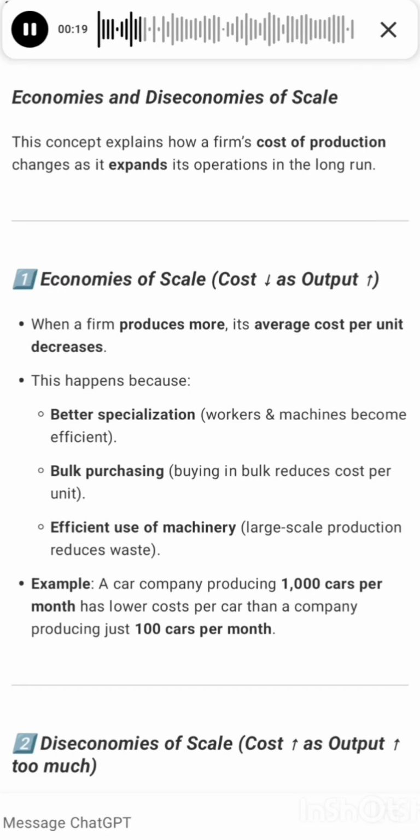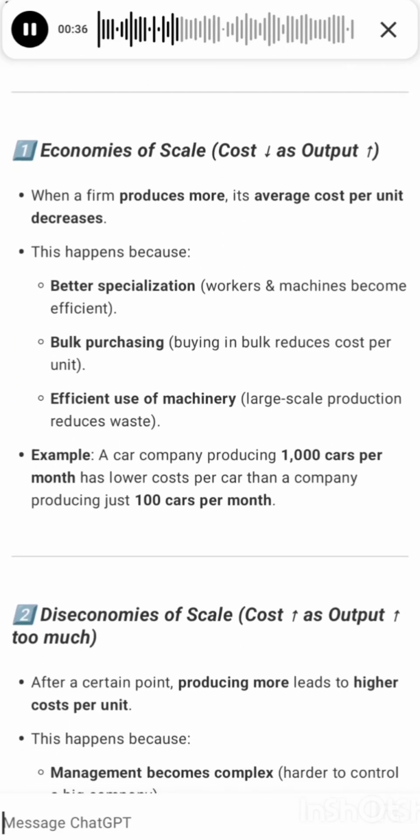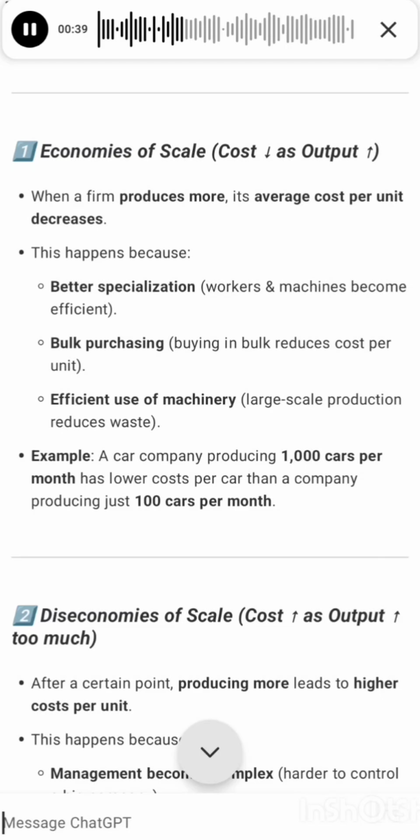This happens because of better specialization, as workers and machines become efficient. Bulk purchasing, buying in bulk, reduces cost per unit. Efficient use of machinery, large-scale production reduces waste. Example, a car company producing 1,000 cars per month has lower costs per car than a company producing just 100 cars per month.